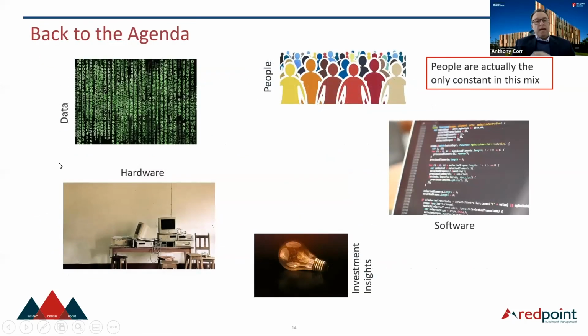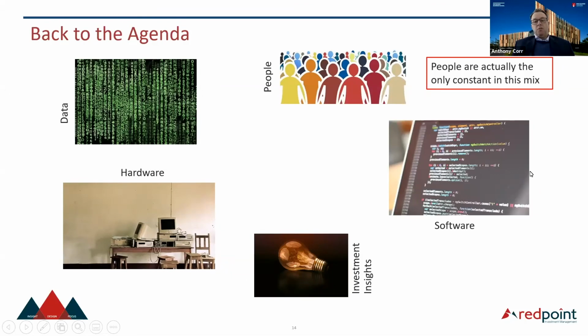So moving back to the agenda, I think data is evolving and changing, and there's a lot more data. It's becoming cheaper, and there's a lot of alternative data being available. Hardware is becoming very cheap and much easier to use. Software is very cheap in some cases.